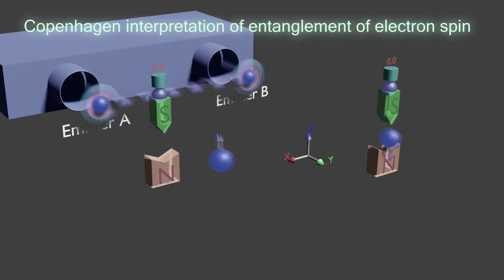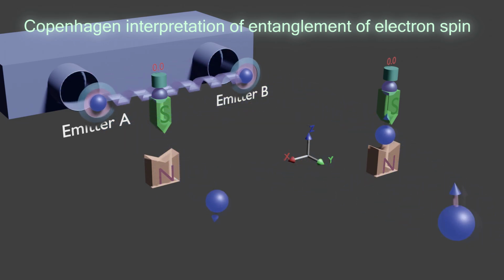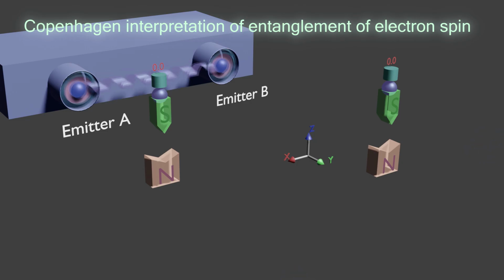The behavior of electron spin is similar, but there is one big difference. The point is that when an electron on side A collapses to spin up, the electron on side B, which is in a quantum entangled state, collapses to spin down. Conversely, if side A is spinning down, side B will be spinning up.